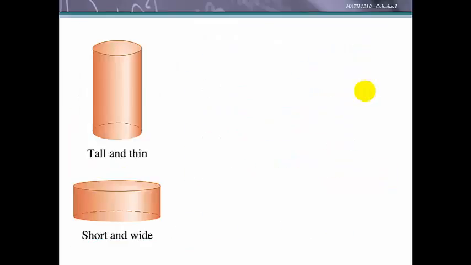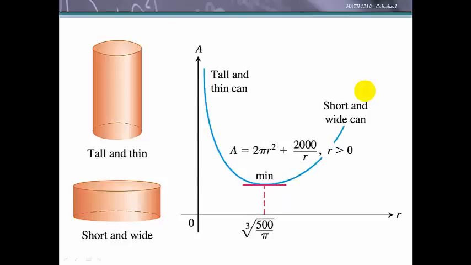Some of the possibilities could be a tall thin can or a short wide can. Here is the graph of the area function we're trying to minimize, and you can see that we found the place where the area was at a minimum. So the optimal can size, in order to use the least amount of material, is when the radius is the cube root of 500 over pi. Let's now summarize the steps that we took and would want to take for all optimization problems.